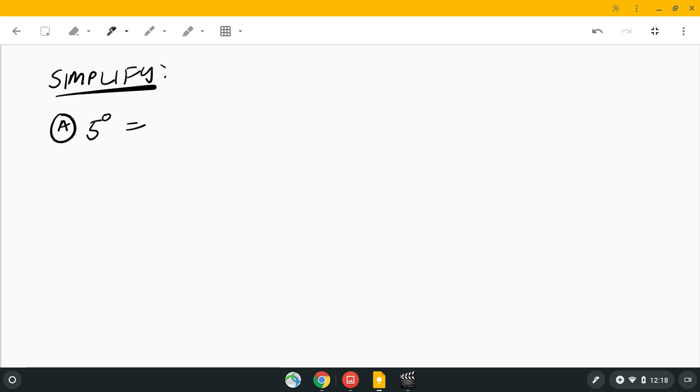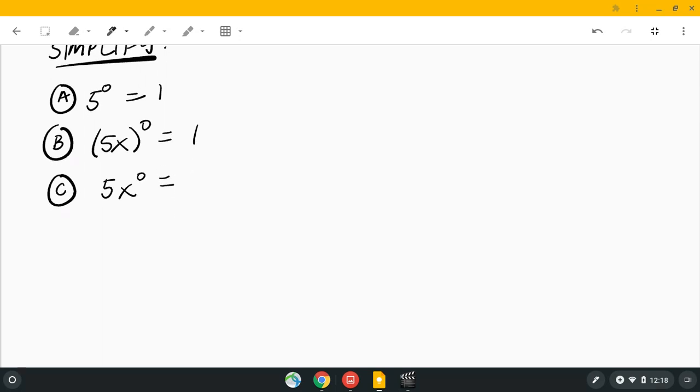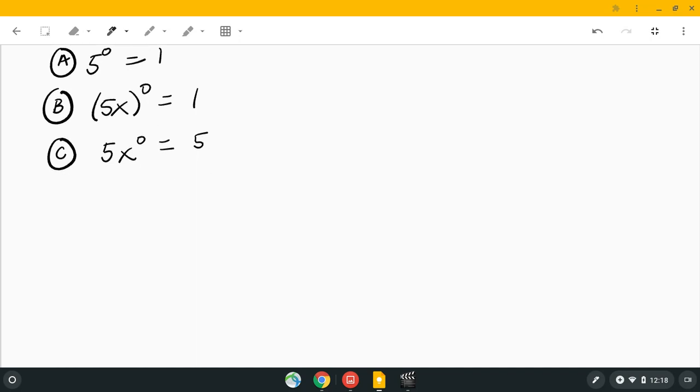5 to the 0, so that's just 1. If I have (5x) to the 0, 5x is the base, so this base raised to the 0 is just 1. But if I have 5x to the 0, we don't have grouping symbols around all of this, so only the x is the base. x to the 0 is 1, and we have 5 times 1, which is 5. Because remember, these are not grouped, so only the number closest to the exponent is the base. If they're grouped, like here, then everything is the base.